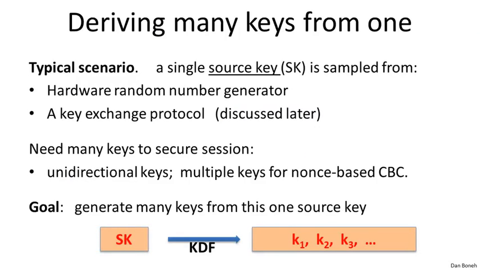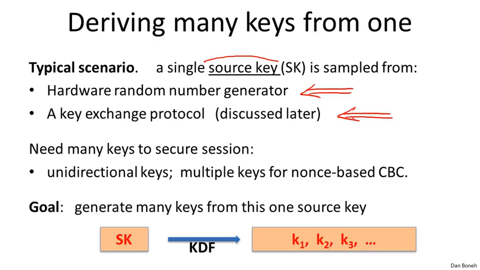So what's the setting that we're looking at? Well, imagine we have a certain source key that's generated by one of a number of methods. Imagine the source key is generated by a hardware random number generator, or perhaps is generated by a key exchange protocol, which we're going to discuss later. But anyhow, there are a number of ways in which a source key might be generated between Alice and Bob, such that the attacker doesn't know what this source key is.